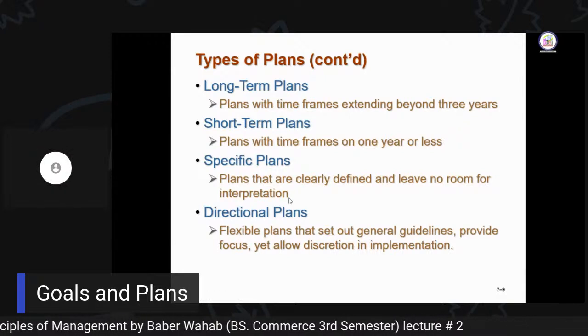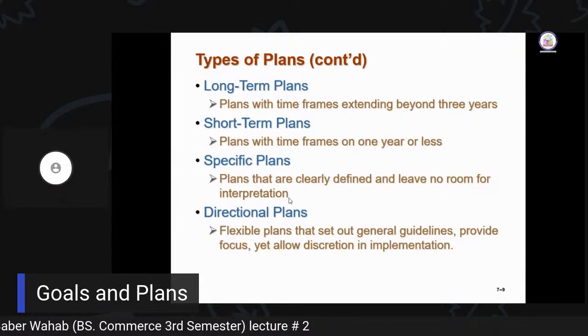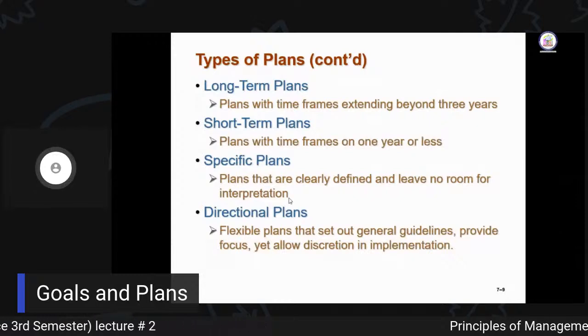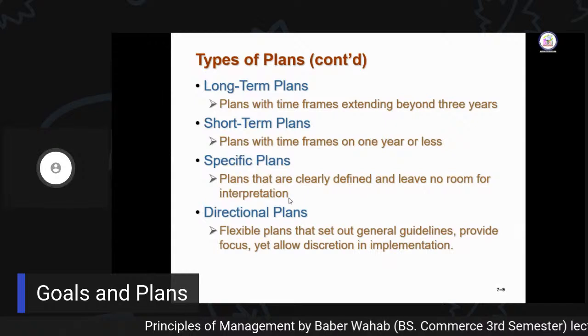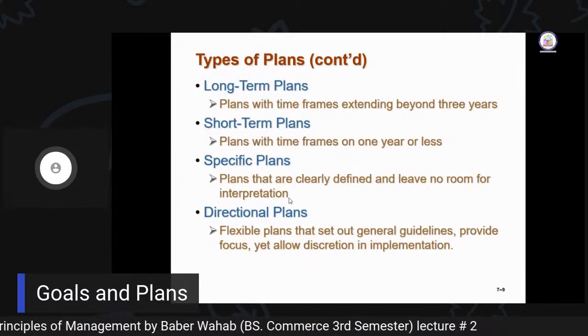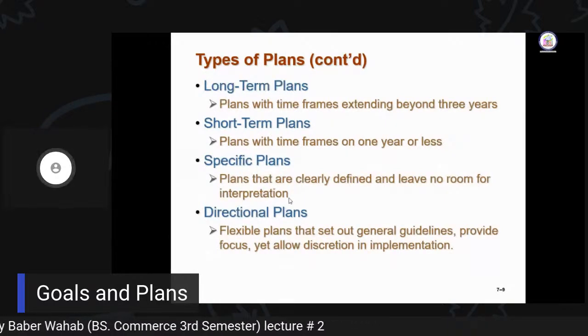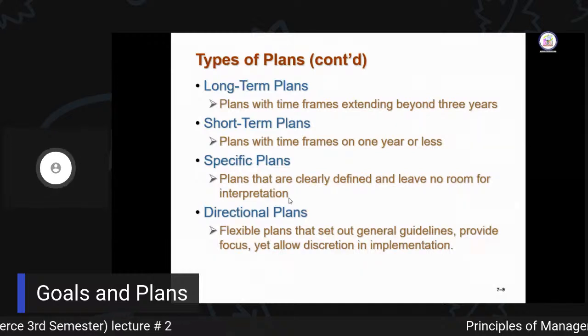Let's say, as a common sense example, you are told by somebody to go to a certain place to, let's say, get something. So that would be a directional plan. It tells you what needs to be done, whom to pick up the material from, and that's it.